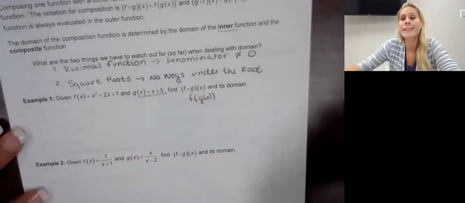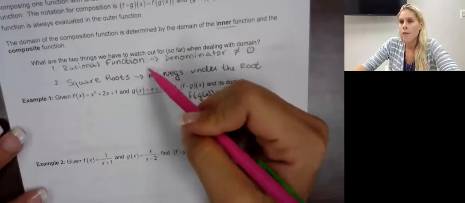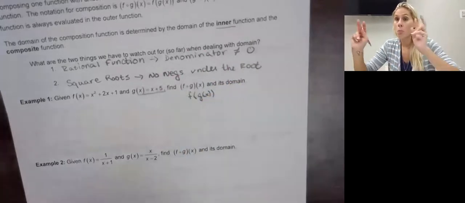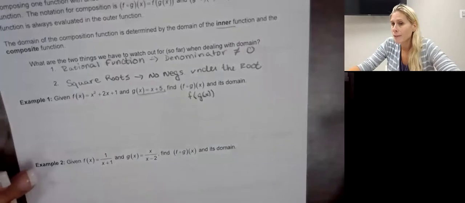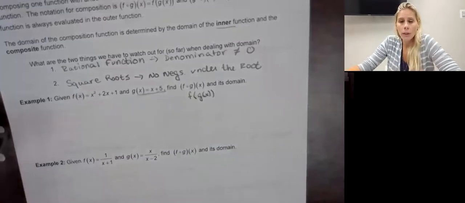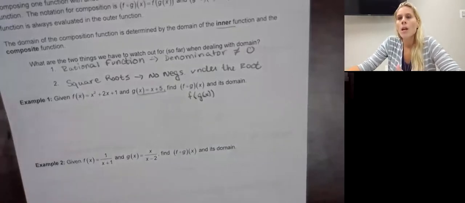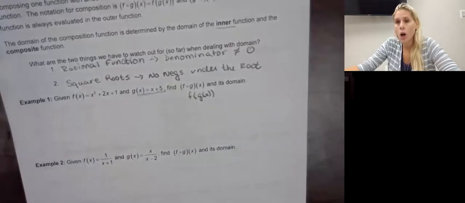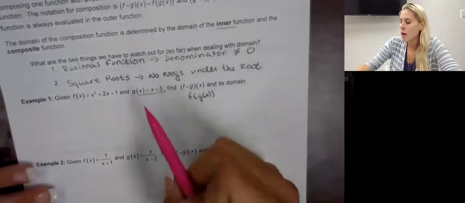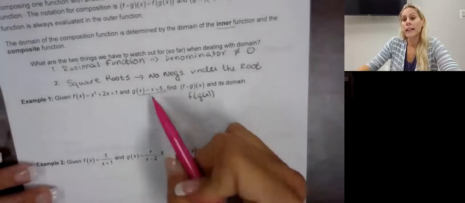And as you can see, it's linear. It does not fall into the category of our problem issues. So right now our domain is negative infinity to infinity, all real numbers, because we don't have a problem. You'll actually hear me say a lot when we talk about domain: is there a problem? If there's no problem, it's all real numbers. If there is a problem, we have to do some solving. So right now we don't have a problem because it's linear.